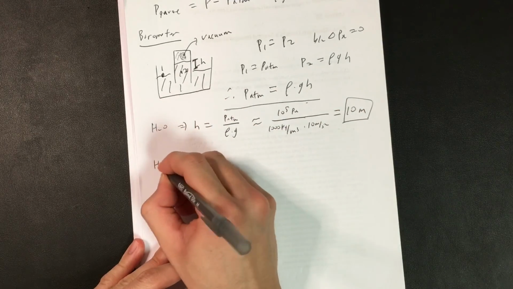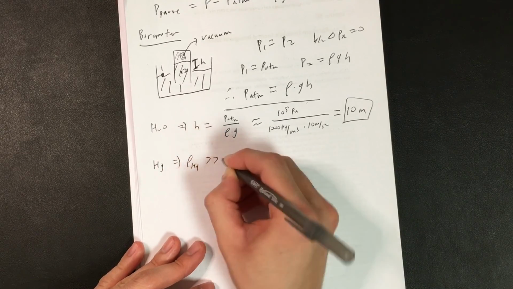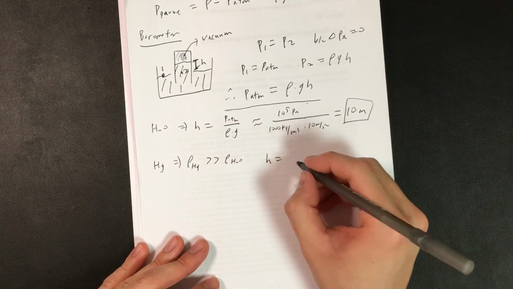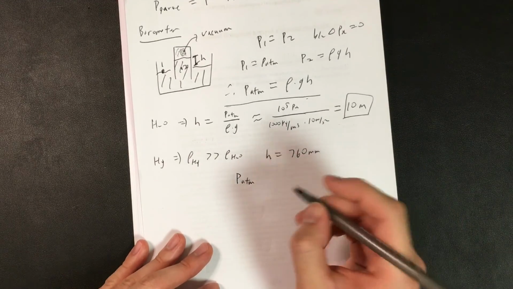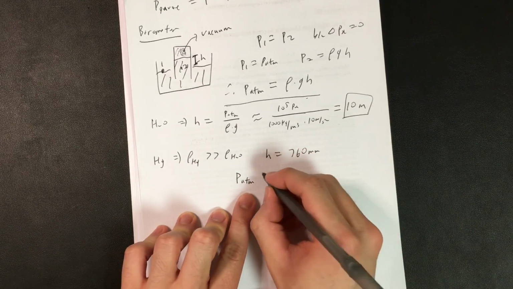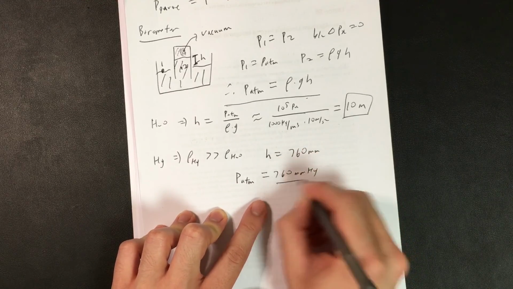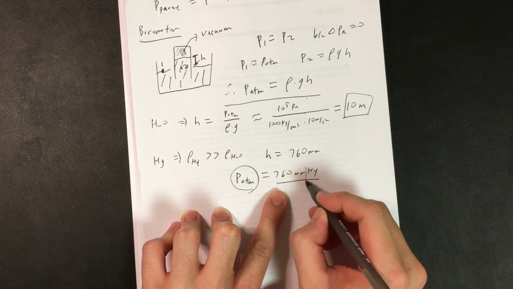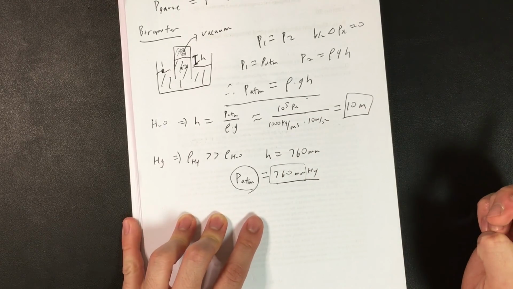That is why we use a substance called mercury, where the density of mercury is far greater than the density of water. And the height for mercury is roughly 760 millimeters. And this is why we note the pressure of the atmosphere as 760 millimeters of mercury, because this means that the atmospheric pressure is equivalent to the pressure from 760 millimeters of mercury stacked on top of each other.